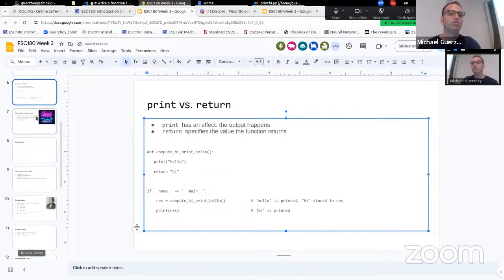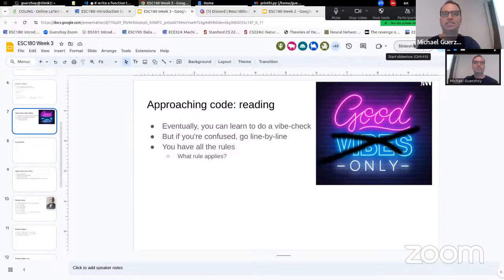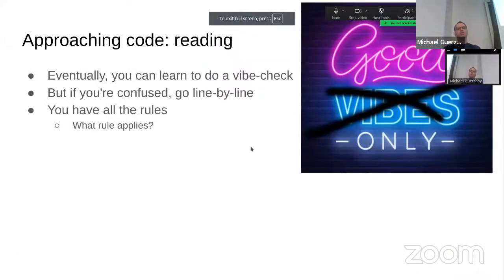So I want to just give general advice and then do an example. What we've seen there is that there are rules to how every line runs, and all the rules are in the slides. Eventually, if you do a lot of programming, you'd be able to look at the code, do a vibe check, and get a feel for what it's going to do. If you're just starting out, that is just not going to work. You can try it, but you'd be wrong a lot of the time.